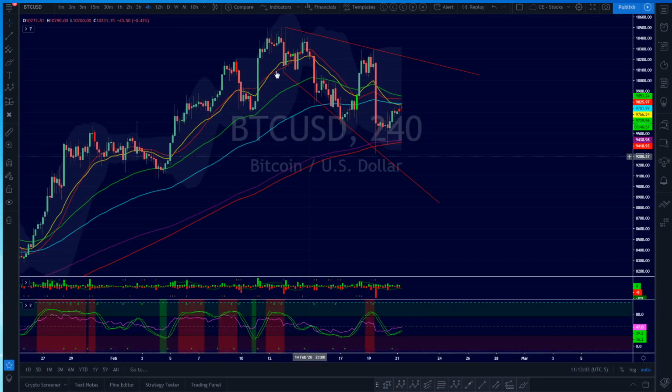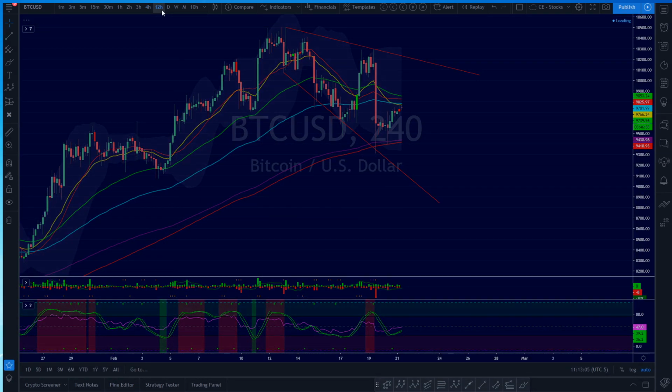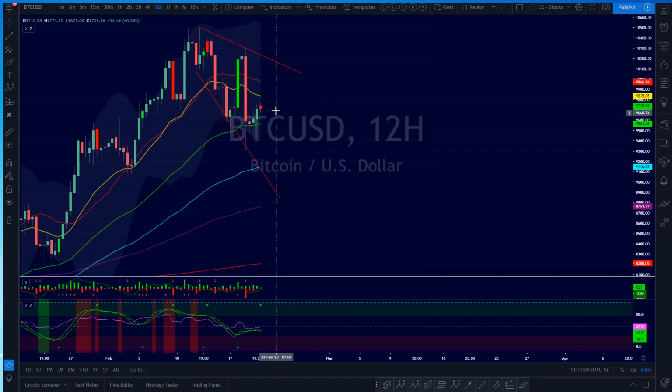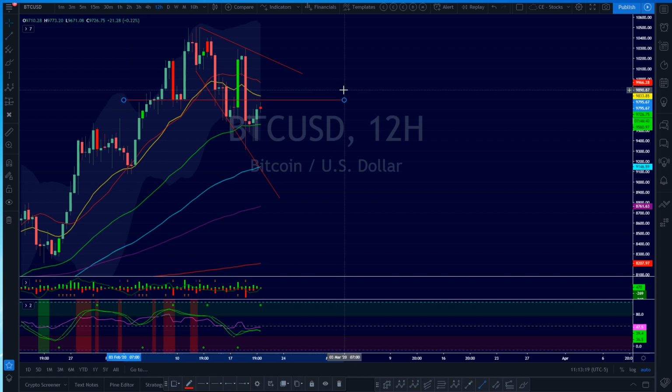And if we're going to take a look at support and resistance, let's go ahead and look at a 12-hour time frame and see what we have as far as support and resistance goes. This level right here, which is what we are pushing up against right now, is going to be right here at about 9,800. So I would say 9,800 is the level to watch.